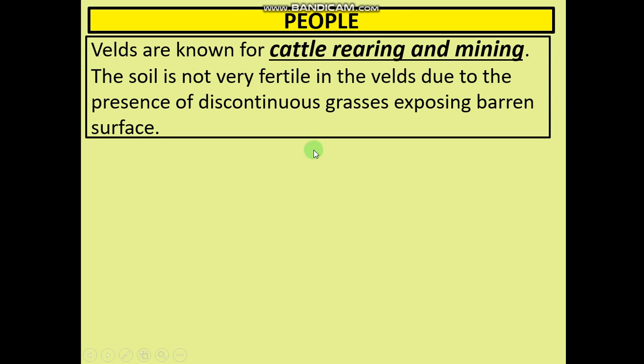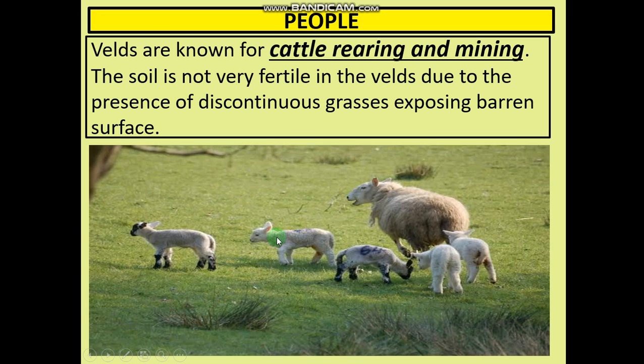Velds are known for cattle rearing and mining. The way people were doing in prairies, here also the people of Veld do cattle rearing and mining. Mining is what? When we dig the earth to take out a lot of minerals out of the earth, that is known as mining. The soil is not very fertile. The soil was very fertile in prairies, but in velds the soil is not fertile. Why is it so?